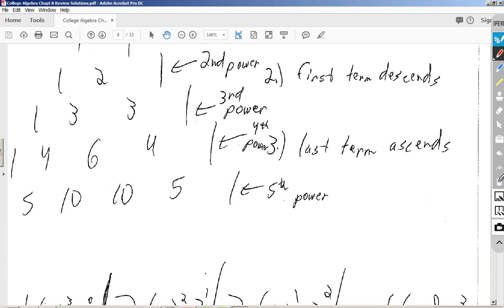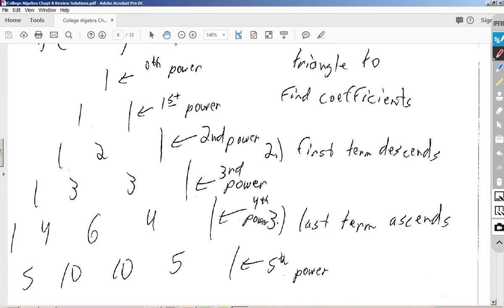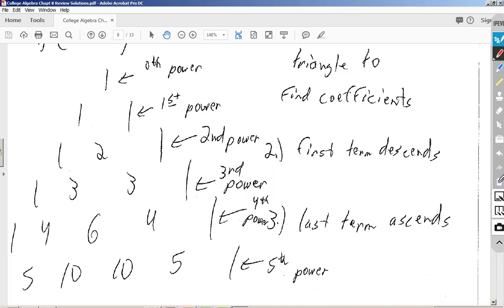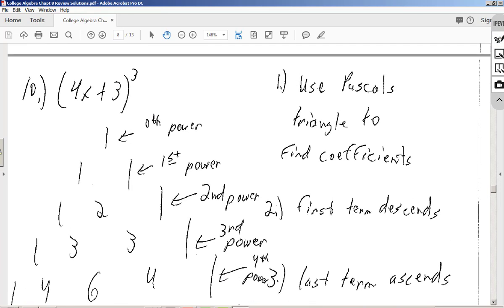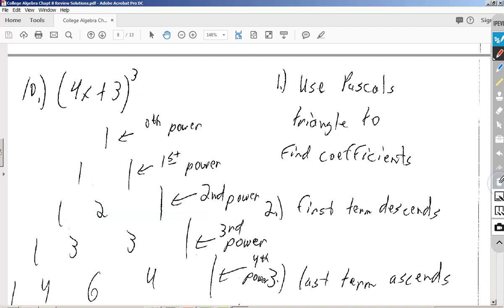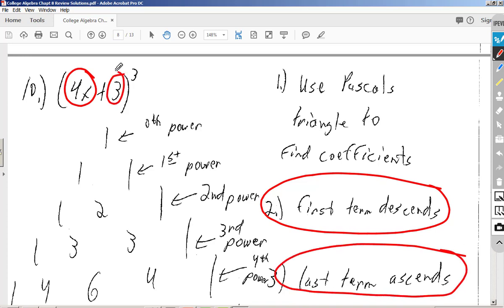Just as a reminder, that very first 1 that you wrote down is going to be to the 0th power. And then it goes to the first power, second power, third power, fourth power, and fifth power. Well, if I look back at my equation, it says that it's to the third power. So that means I'm going to use my third power coefficients. So that's the first thing you want to do. You're going to use Pascal's triangle to find your coefficients. And then just remember your first term descends. So here's my first term, 4x. And then my last term ascends. So my last term, which is 3, is going to go up.